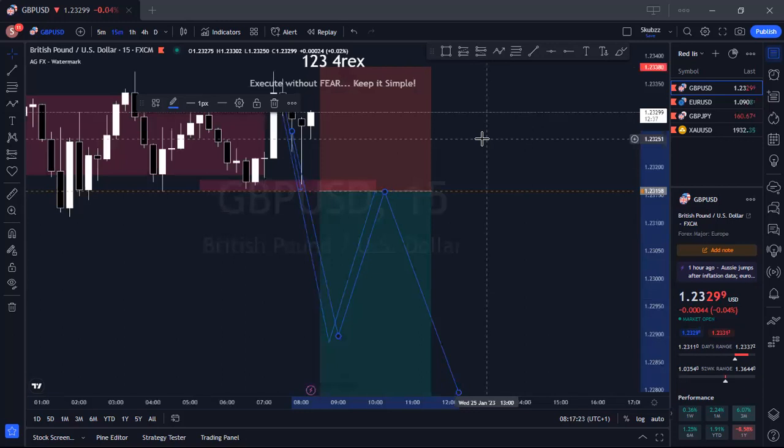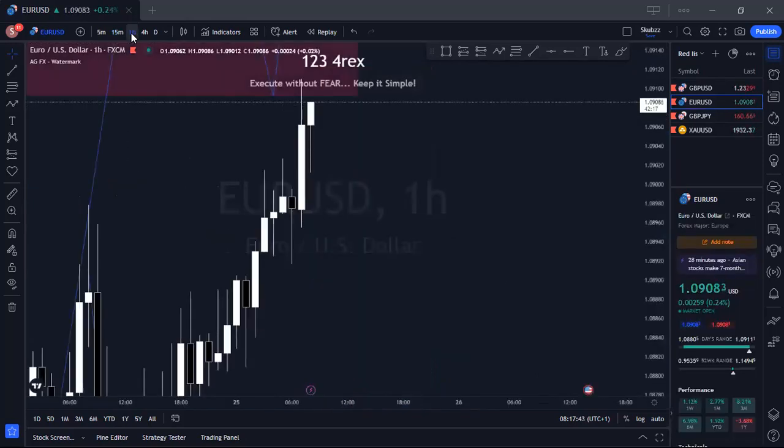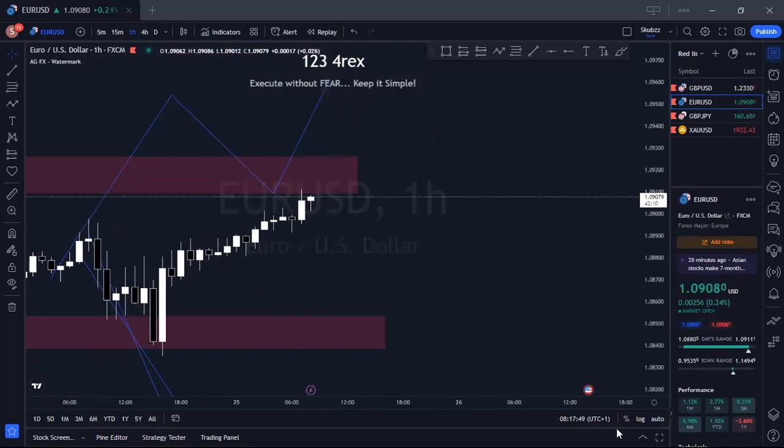Is there any other pair you guys want us to take a look at before we go? Euro USD. We already said it's in the range, but we're not trading this. It's just going to the top of the range until we see a break above or below this range before we can trade it. For now, we're leaving it alone. Is there any other pair you guys want us to take a look at?